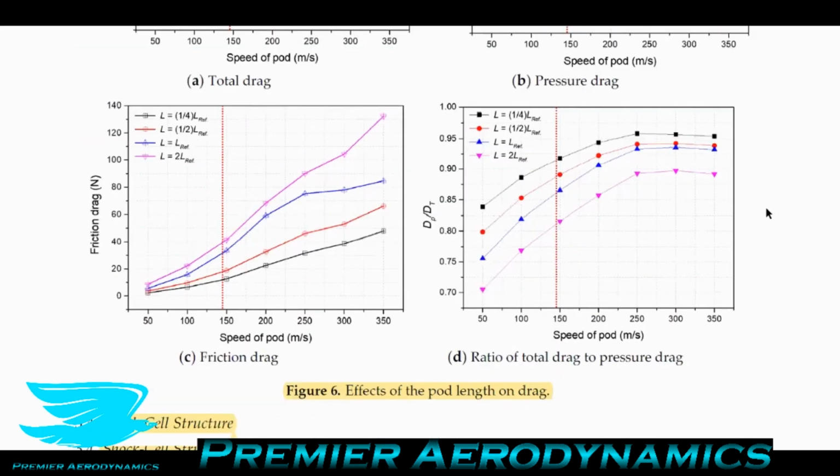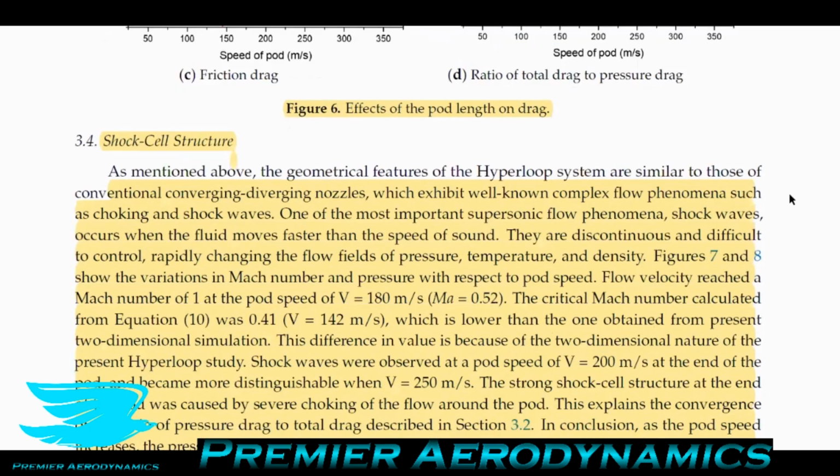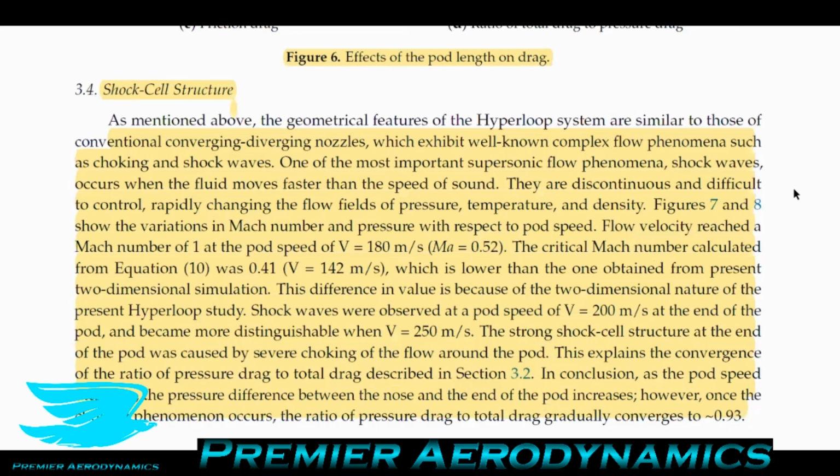So we looked at some of the drags, such as the pod length on the drag in the last podcast. Let's move on to the shock cell structure. So they said, as mentioned above, the geometrical features of the Hyperloop system are similar to those of conventional converging and diverging nozzles, which exhibit well-known complex flow phenomena such as choking and shock waves. So we mentioned in the last podcast that converging and diverging nozzles are very beneficial in terms of being able to accelerate a flow above the sound barrier, but with that comes some challenges.